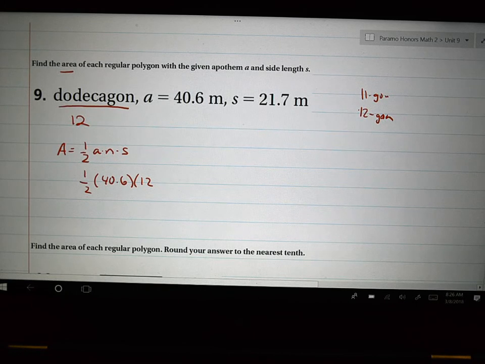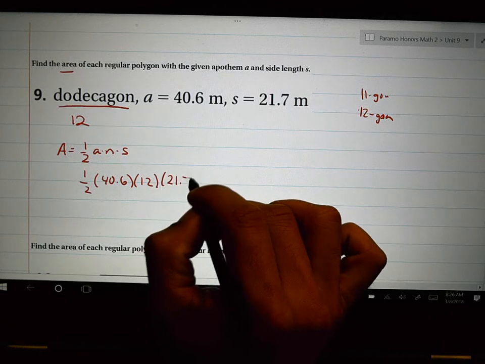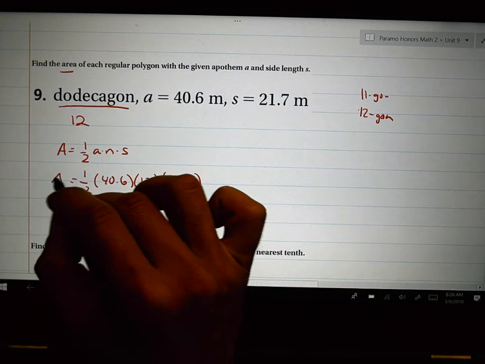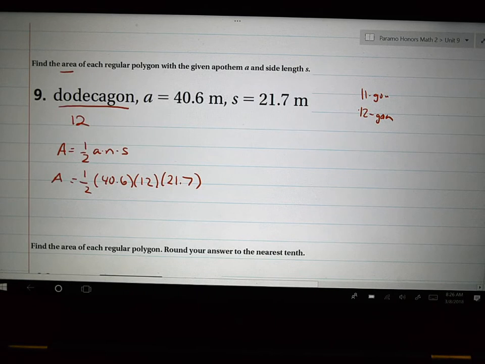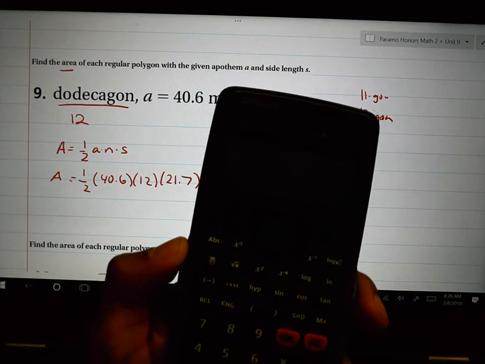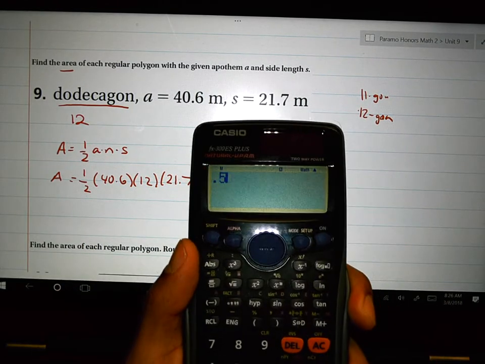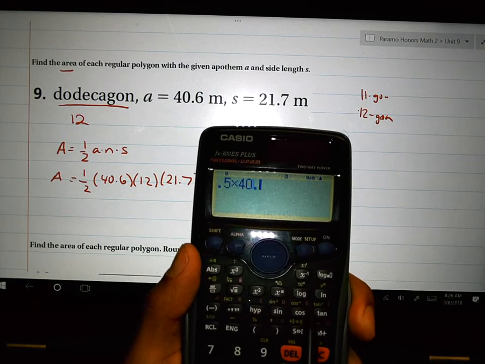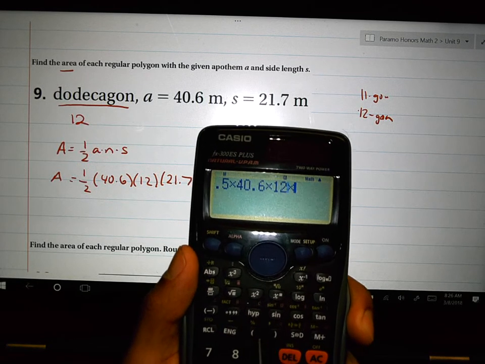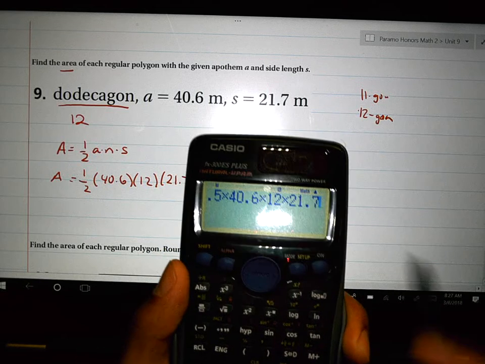What's the side length? And this is why we need a calculator, this unit. The other thing that I do is that if it doesn't say, I'm not going to round it. I'm just going to plug it into my calculator and go from there. 1/2, I usually put in as 0.5 in my calculator, times 40.6, times 12, times 21.7, and I'm a firm believer you should put the whole thing in your calculator. That way you can double check.